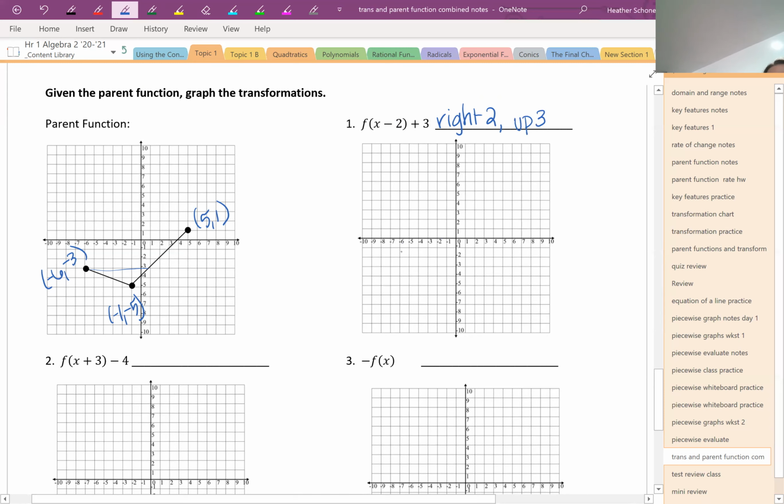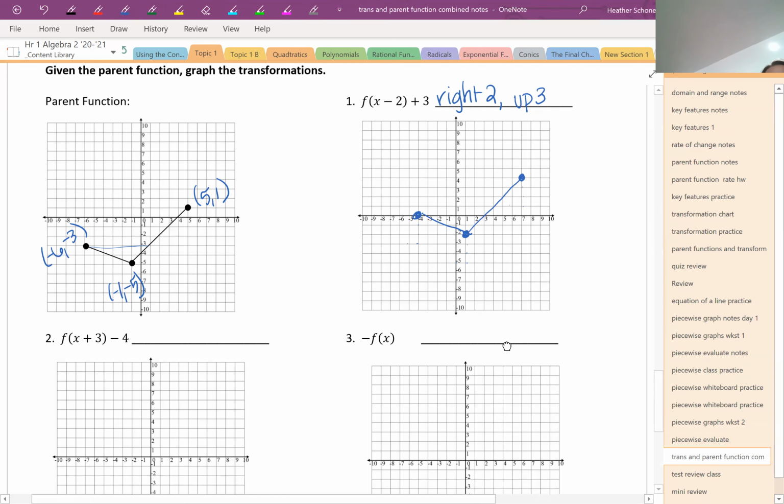So I'm going to go over to my graph and find the point -6, 3. From there, I'm going to go right 2, and then I'm going to go up 3, and here's my new point. Next one, -1, -5. I'm going to go right 2 and up 3. Here's my new point. Next one, I'm at 5, 1. I'm going to go right 2, up 3. Here's my new point, and there's my graph.